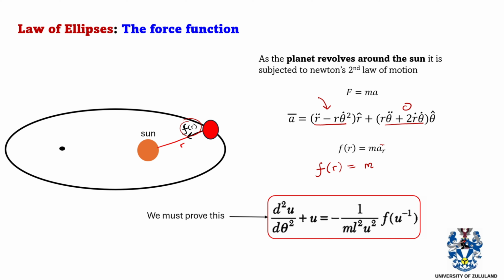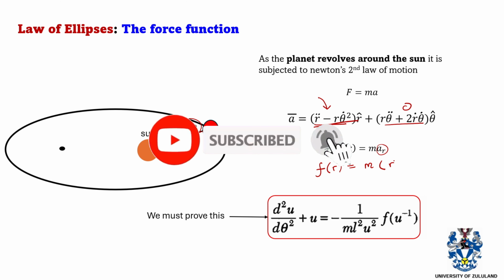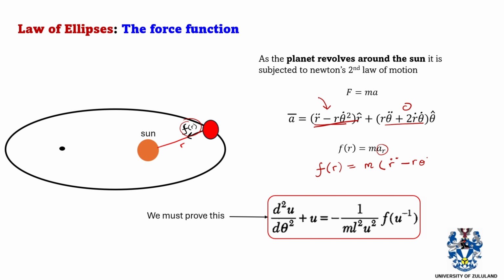Since we're just considering the radial acceleration here, we must get r double dot minus r theta dot squared. So here, we have substituted this radial acceleration, because remember that force is equal to mass times acceleration according to Newton's second law. So this is force is equal to mass times the radial acceleration. In this case, this is the radial force.